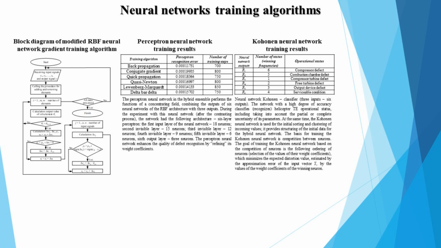Neural network Kohonen classifier: 3 inputs, 6 outputs. The network with a high degree of accuracy recognized the helicopter's turboshaft engine operational status, including taking into account the partial or complete uncertainty of its parameters. The results of the training process of the Kohonen neural network are presented in the table.